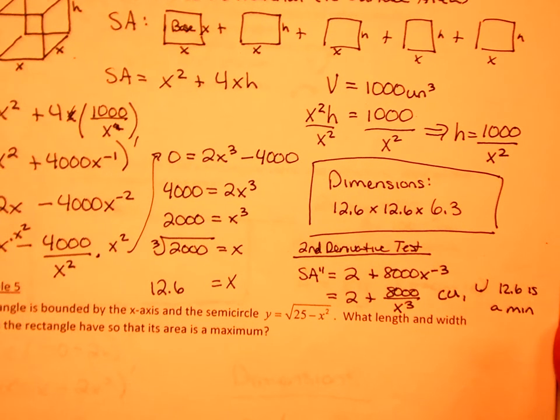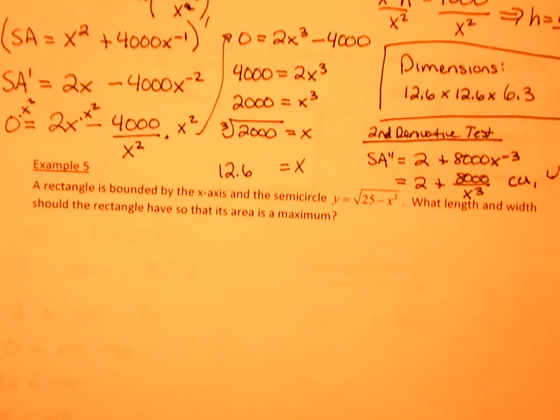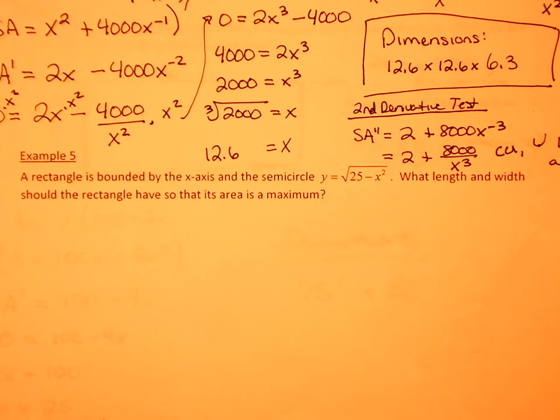All right, last example. A rectangle is bounded by the x-axis and the semicircle y equals rad 25 minus x squared. What is the length and width should the rectangle have so its area is a maximum?